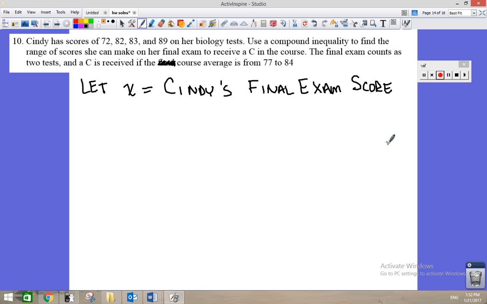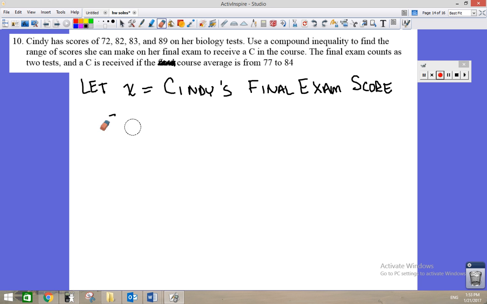All right, now that course average needs to be a value that's between 77 and 84. This x is not a course average, so I can't say that x needs to be between 77 and 84, because that's comparing apples and oranges. It doesn't make sense to say that this x is less than 84. This is the final. So what we need in the middle here is her course average.